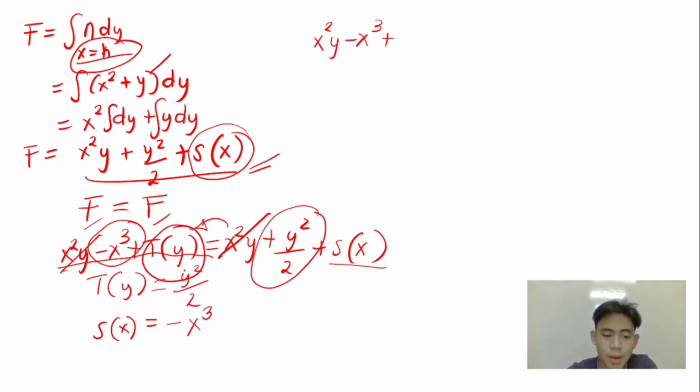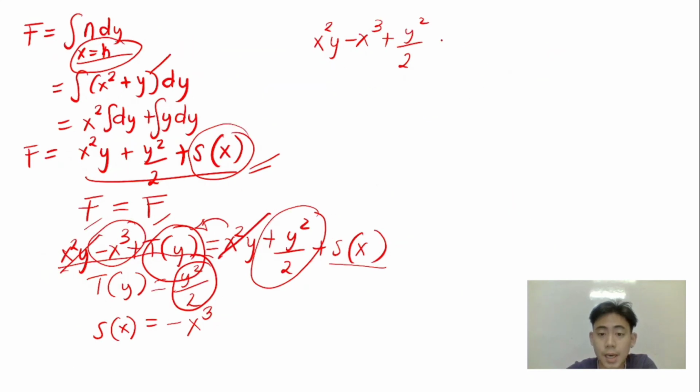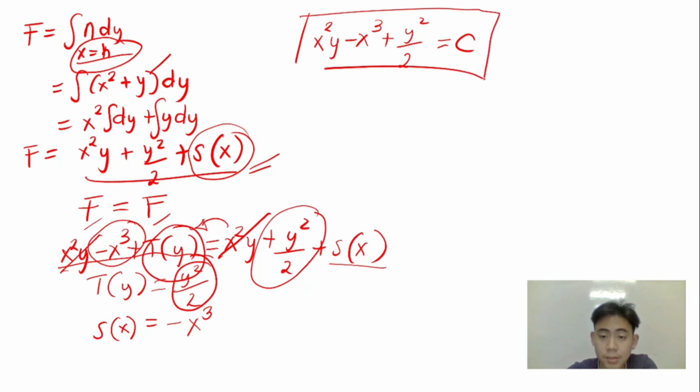Okay? T of y. Ano nga ba ang t of y natin? Ito, y squared over 2. So, yun yung t of y natin. Isa-substitute natin siya. Then, yung f natin, papalitan na natin siya ng c, kasi di ba dapat may c tayo doon? Dapat may constant tayo every time na nag-integrate tayo. So, this will be the final answer.